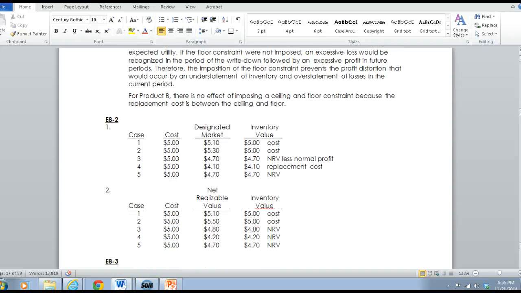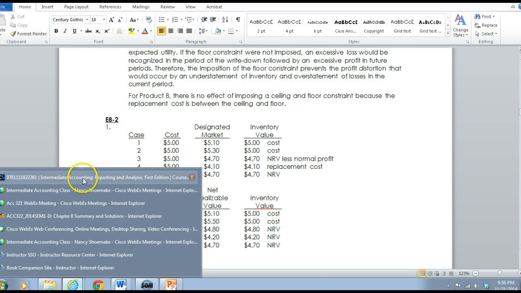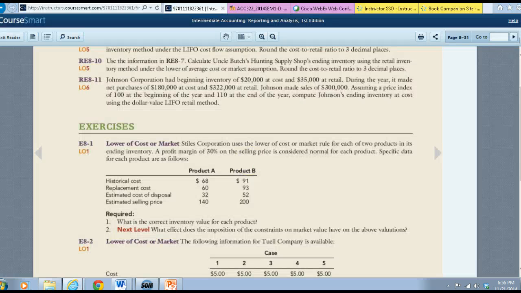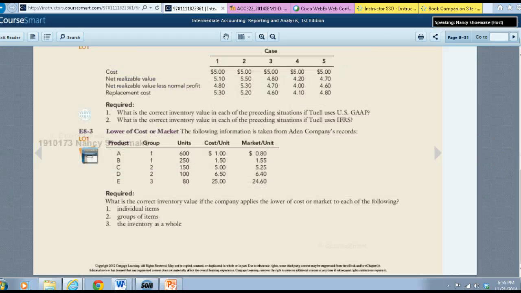Okay? Now I want to look at, let's look at 8.2. 8.2 basically says the following information is taken from Aiden's records. So we've got various products, groupings, units, costs, and market.